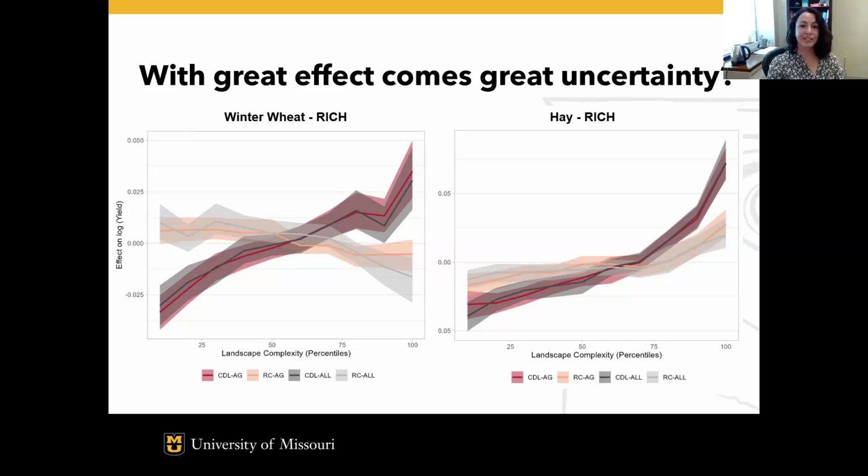Hay, on the other hand, we still see consistent positive slopes. The reclassified metrics don't show as strong of an effect as we do with the cropland data layer based metrics, but we still see a positive slope. So it's not just something about richness, it's some combination of specific metrics with specific crops, or perhaps the locations in which specific crops are grown.